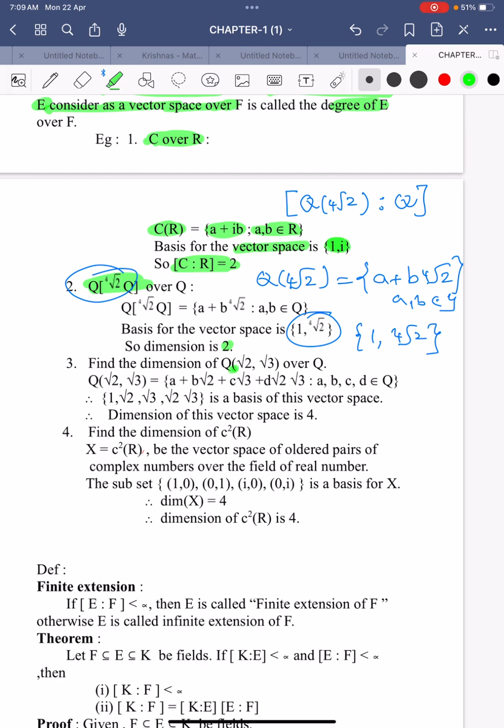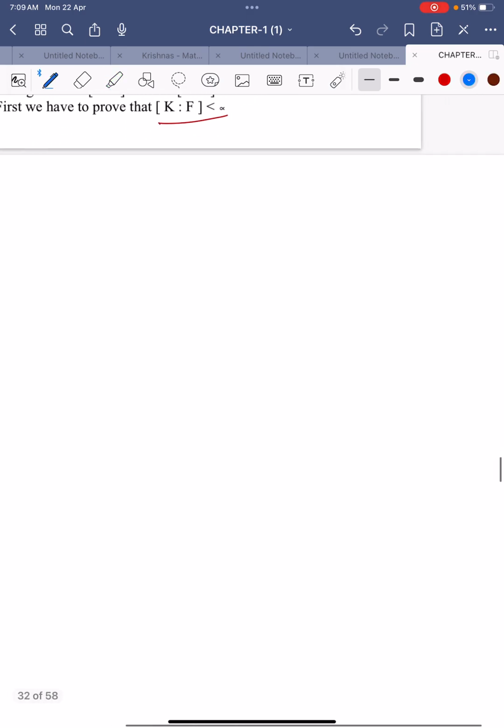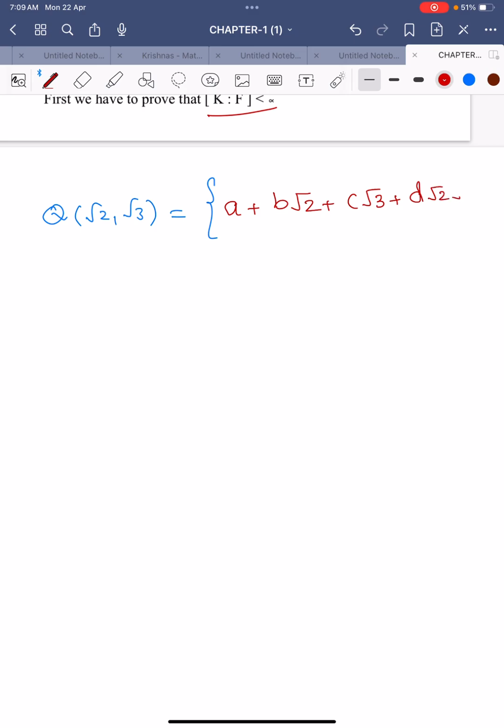And now see the dimension of Q of root 2 comma root 3 over Q. Again one of the important examples. Q of root 2 comma root 3 is also a field. It is nothing but the set of all elements in this form: a plus b root 2 plus c root 3 plus d root 2 root 3, such that a, b, c, d belong to capital Q.